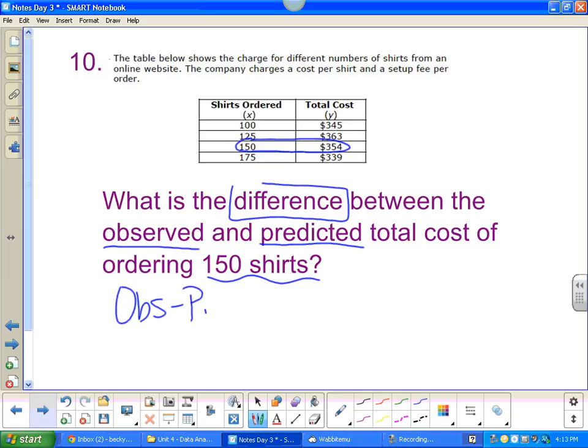Observed minus predicted. Observed is $354, and I'm getting that from my chart. For 150 shirts, it is observed that it will cost $354. To get my predicted, I need my prediction equation. So I type all this into my L1, L2, and I get this.